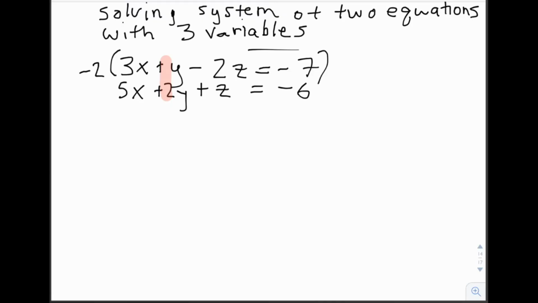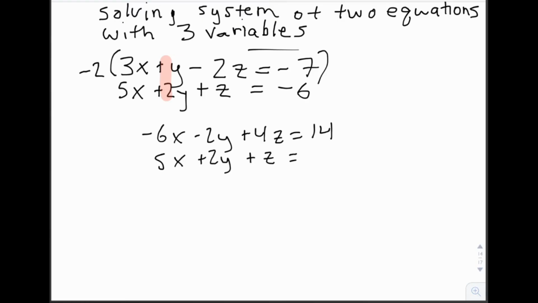So multiply the top times -2 in order to eliminate your y's here, and that should give us the resulting equation. So the top one will be -6x minus 2y plus 4z, and that's equal to +14. The bottom will remain the same as 5x plus 2y plus 2z, and that's going to be equal to negative 6. So it looks like our y's will cancel out here, and we can write the remaining equation. So negative x plus 5z is equal to a positive 8.